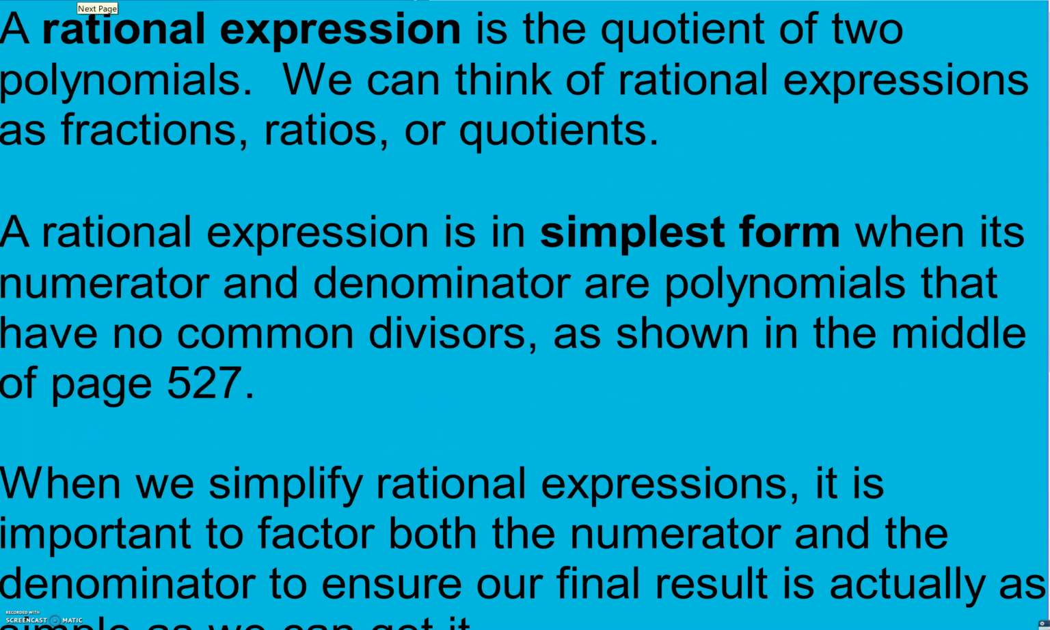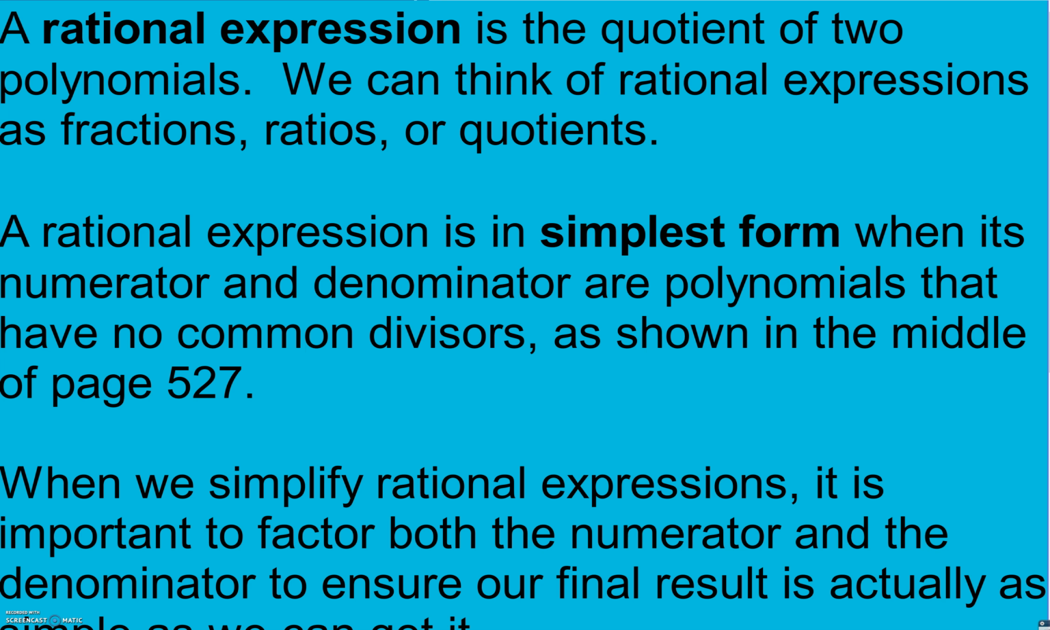A rational expression is the quotient of two polynomials. We can think of rational expressions as fractions, ratios, or quotients. A rational expression again is in simplest form when its numerator and denominator are polynomials that have no common divisors, and they show that on the middle of page 527. So they have simplest form and not simplest form. In the not simplest form, there's factors that we can divide out.